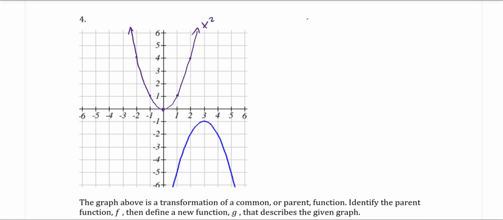Do we see something similar with the blue function? Yes, we do. Here, if I go over 1 and down 1, and the next over 1, down 3, I get to my next points. And likewise on the left-hand side, over 1, down 1, over 1, down 3. So what seems to have changed here? Well, quite simply, 2 things have changed. Number 1, it's no longer pointed up, it's pointed down. And number 2, it's been moved, so that the vertex is no longer at the origin, here at 0, 0, it's over here at 3, negative 1. We'll need to take both of those into account.